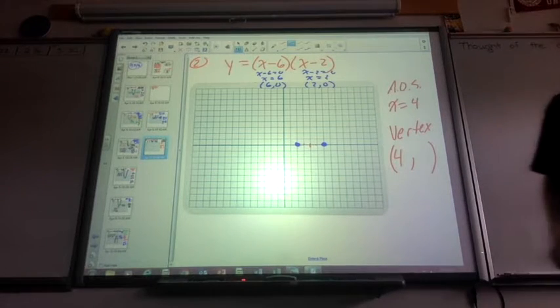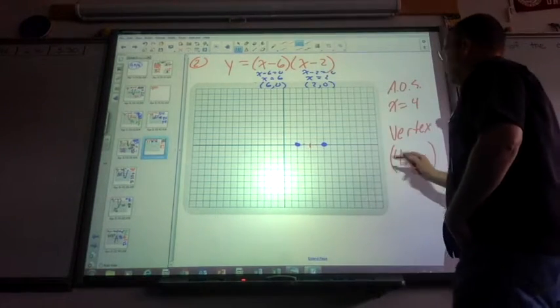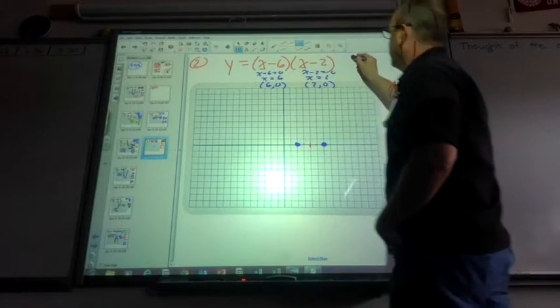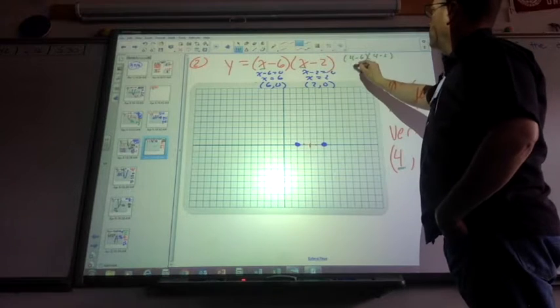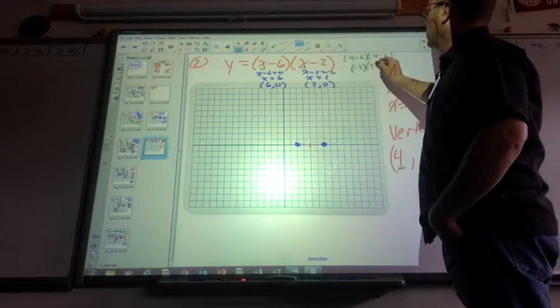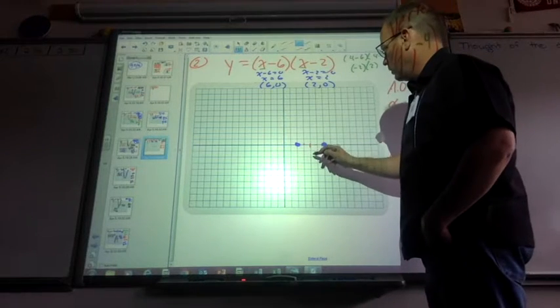How do I find out the something? Plug it in. I'm going to take this here and plug it in here and here. So I get 4 minus 6 and 4 minus 2. 4 minus 6 is negative 2. 4 minus 2 is 2. That's going to be negative 4. So 4, negative 4.